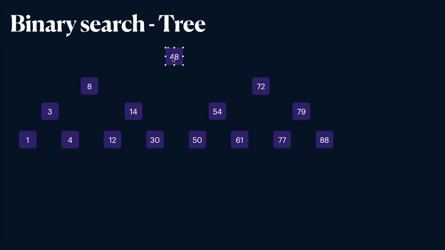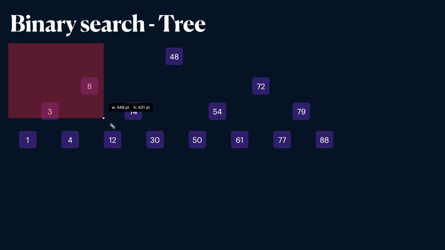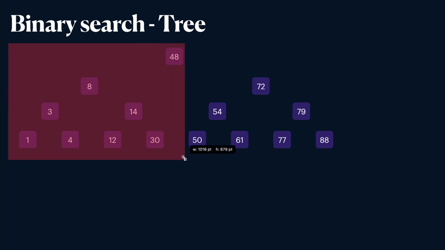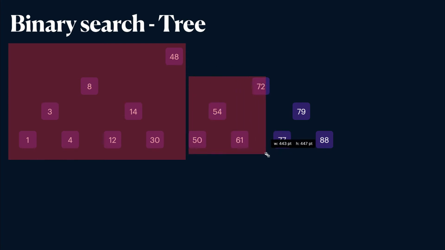So when we start from the root, if we want to find some number, let's say 77, we check if this number is bigger than the root. If it's bigger, then we eliminate this part to the left, including the root itself, and we continue with 72. And we check if 77 is more or less than 72. It's more, then we are also removing this part, because the value should be to the right.